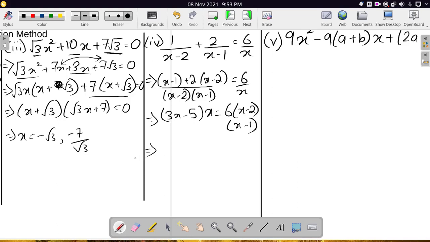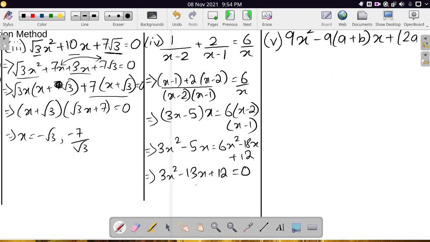After that, if you solve this, it's coming 3x square minus 5x, and this will be 6x square minus 18x plus 12. Now you just need to reshuffle and simplify, take all the things in the left hand side, so it will be 3x square minus 13x plus 12 is equal to 0.